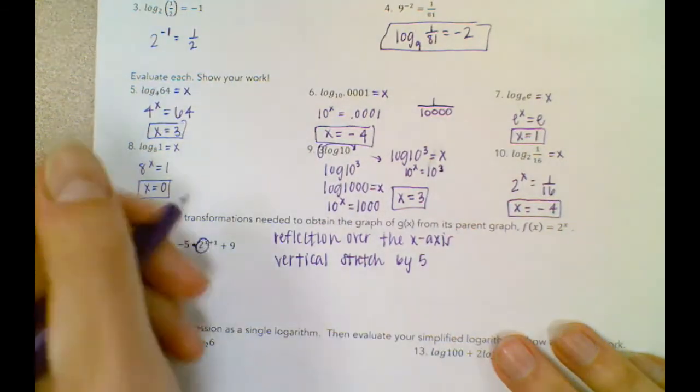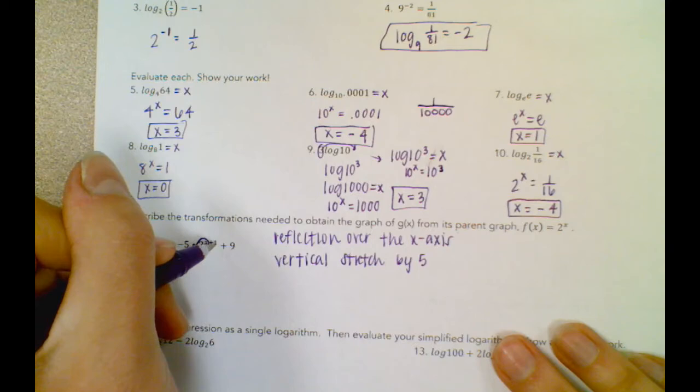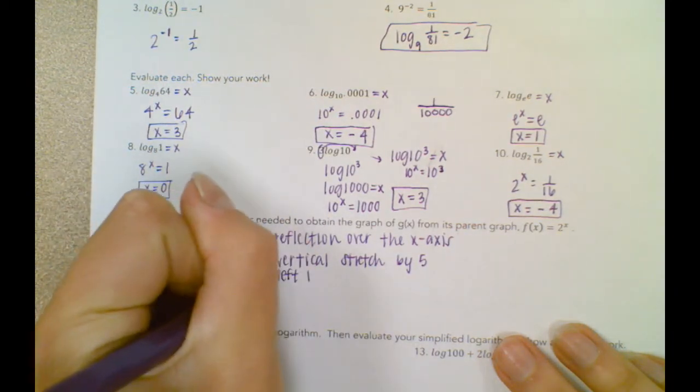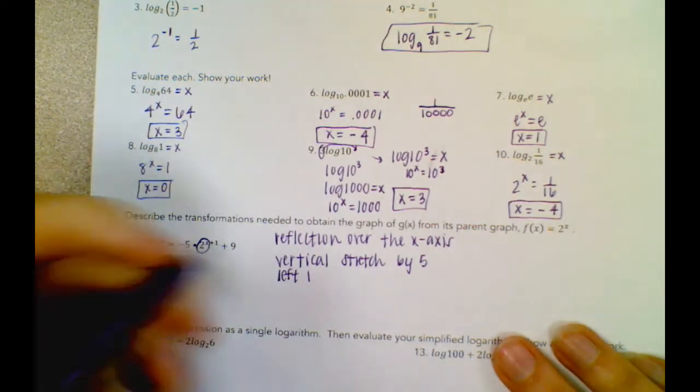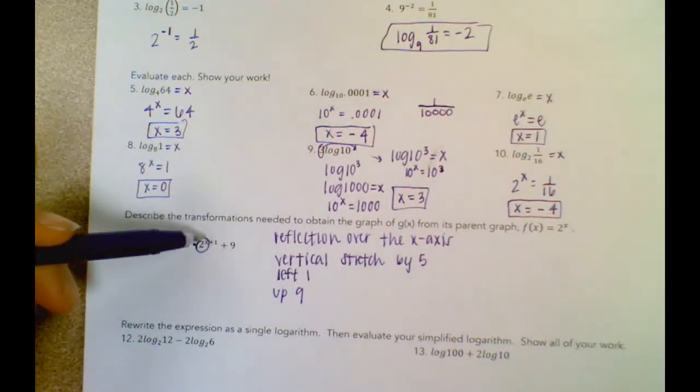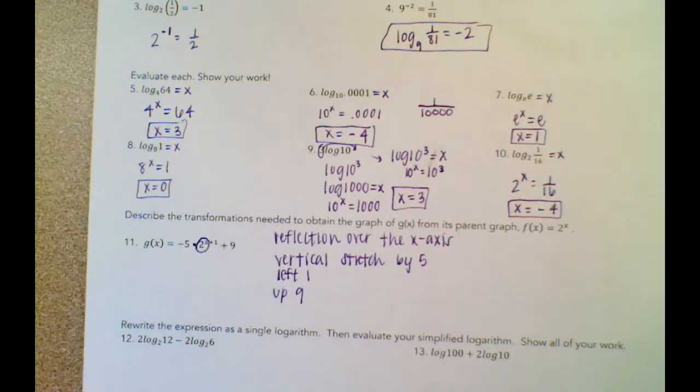Be careful there. This 1 tells you if you move left or right, so this is left 1. And this 9 tells you if you move up or down, so this is up 9 because it's plus. This is to the left because remember you got to do opposite up there.